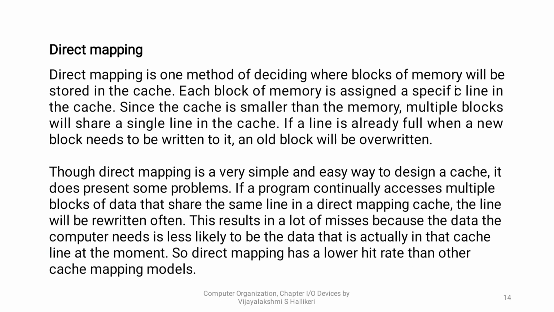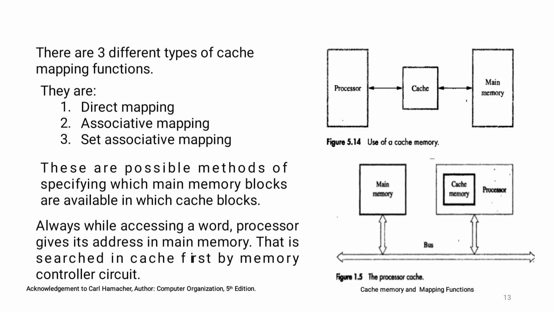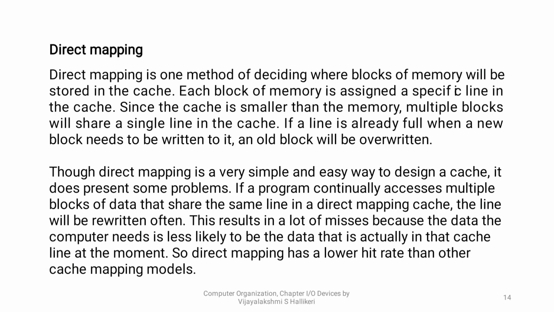We'll have to see the first one, that is direct mapping. So what were the three mapping functions? Just now what we saw here: direct mapping, associative mapping and set-associative mapping. So first we shall take direct mapping. The easiest technique in cache mapping is direct mapping, but it has some disadvantage also. If a program continuously accesses multiple blocks of data that share the same line in a direct mapping cache, the line will be rewritten often. This results in a lot of misses.